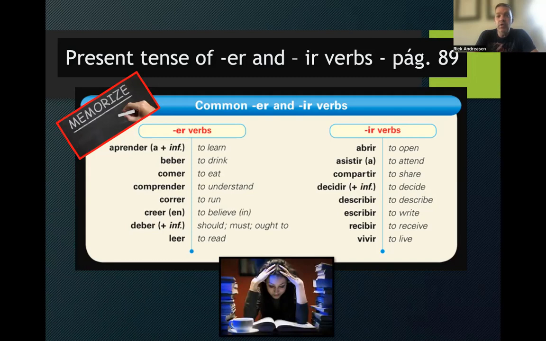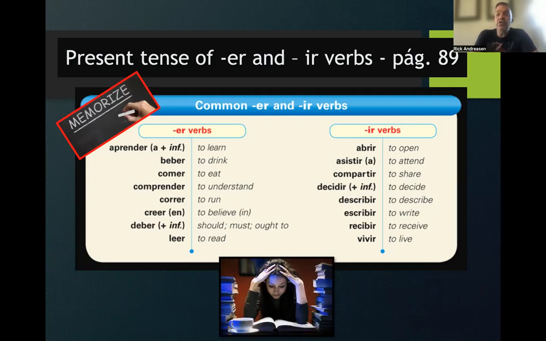Now some IR verbs. Abrir, to open. Asistir, to attend. Compartir, to share. Decidir, to decide.